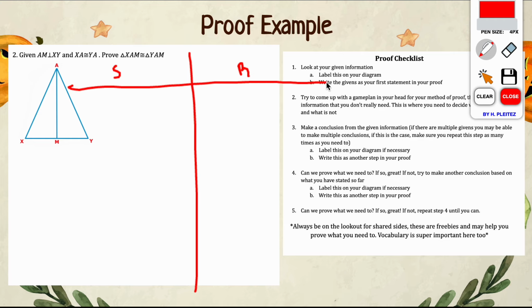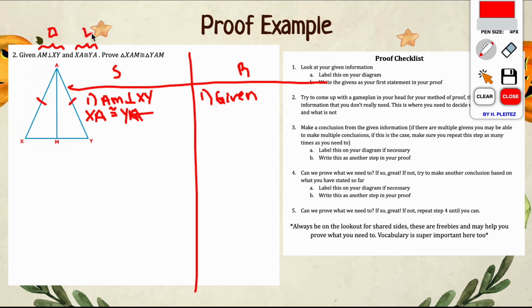Step number one, look at my givens. Label this on our diagram. So we have that AM is perpendicular to XY and XA is congruent to YA. So I'm going to label that first, XA, YA, and I'm writing my givens. So AM perpendicular to XY and XA is congruent to YA. And our reason is given.